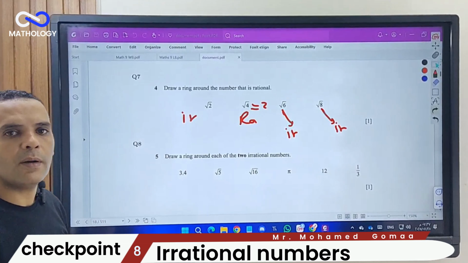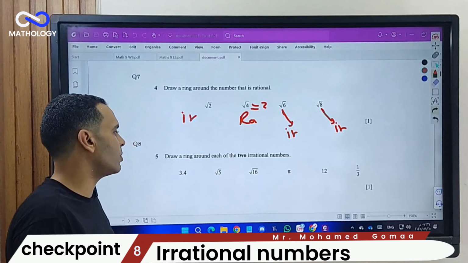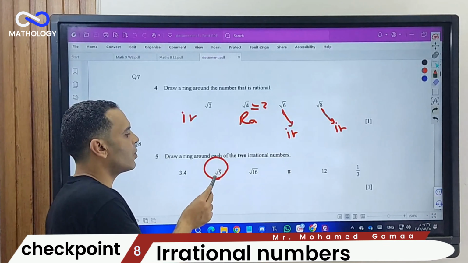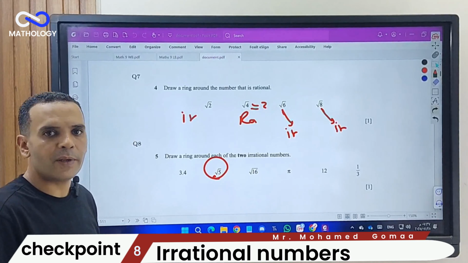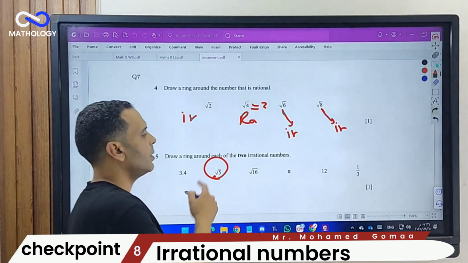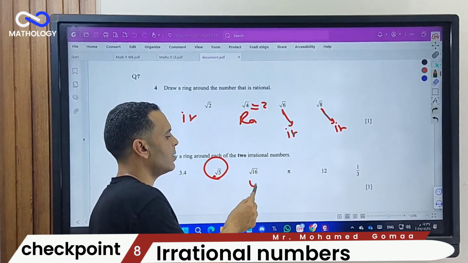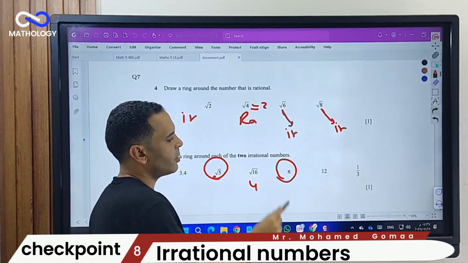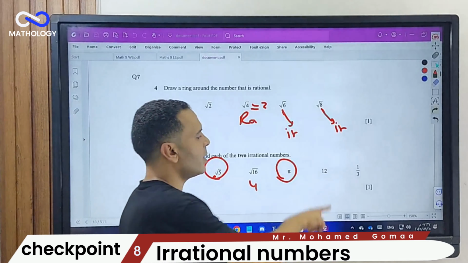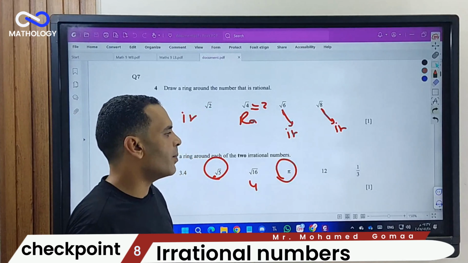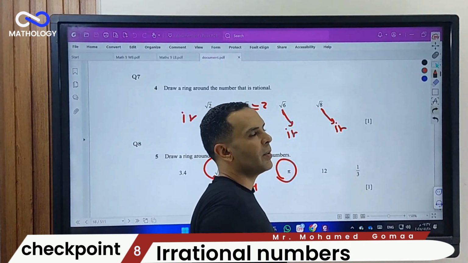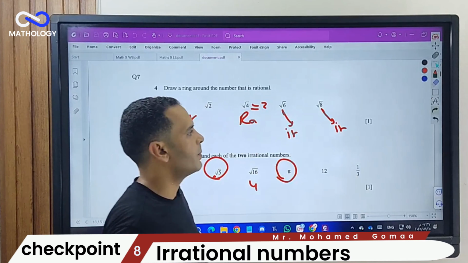3.4 is a decimal. All the decimals are rational. Square root of 5, square root of a non-perfect square. This one is irrational. Square root of 16 equals 4, so it is rational. 12 is rational because it's a whole number. 1/3 is rational because it's a fraction.